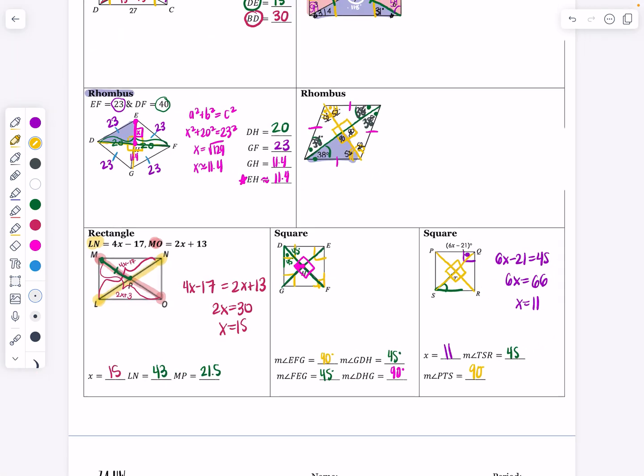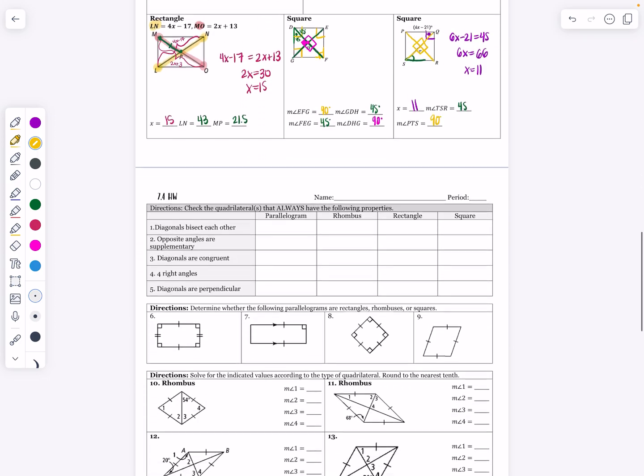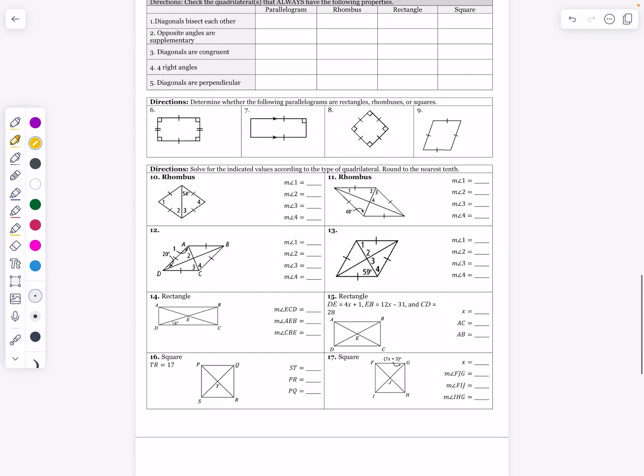So your assignment is on the back. This is one of those things that takes some practice. I gave you a chart, and then we gave you all some practice problems as well. So we will check that in class tomorrow.